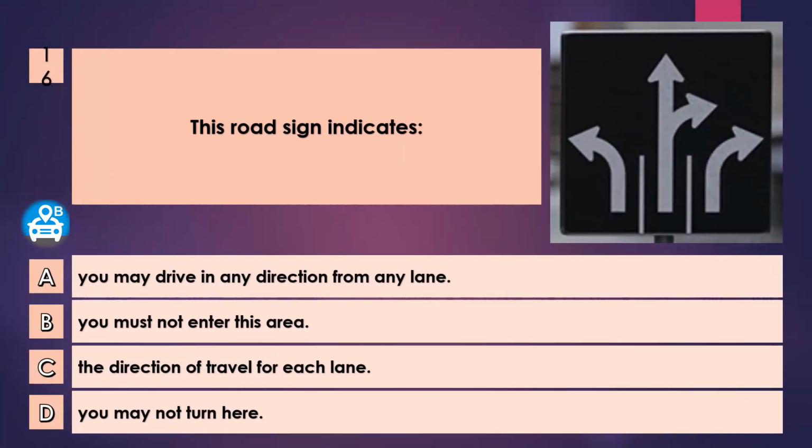This road sign indicates: A. You may drive in any direction from any lane. B. You must not enter this area. C. The direction of travel for each lane. D. You may not turn here.